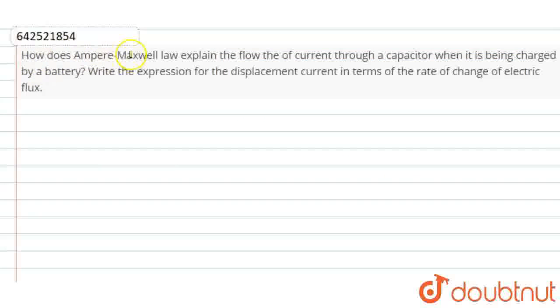Hello dear students, the question is how does Ampere-Maxwell law explain the flow of current through a capacitor when it is being charged by a battery? Write the expression for displacement current in terms of rate of change of electric flux.